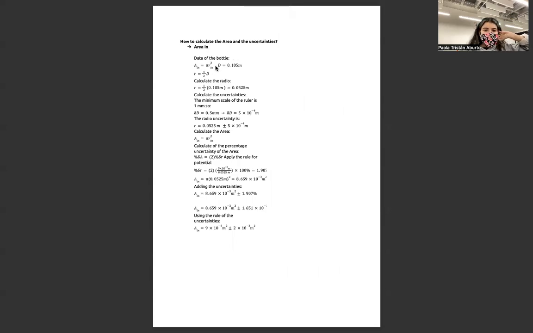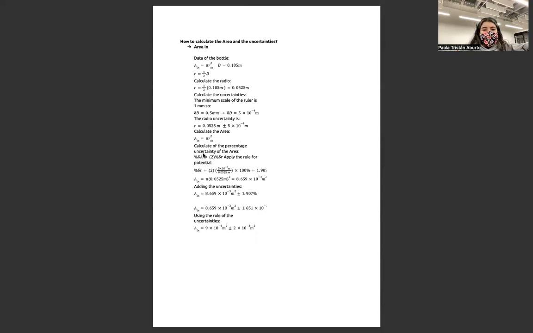We have the data of the bottle, the equation of the area, the diameter of the bottle. In this case, we calculate the radius by dividing the diameter by 2, then calculate the uncertainty of the diameter. That is this 5 times 10 to the minus 4. And then we have the radius uncertainty, which is the radius plus minus the uncertainty that we calculated. Then for the calculation of the area, we're using this equation.